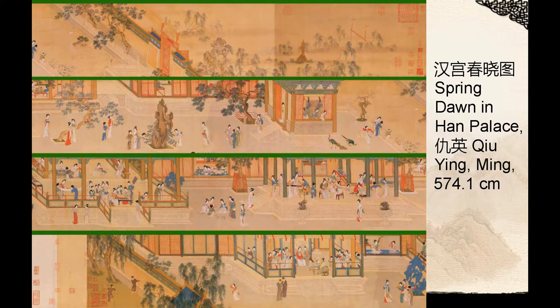Spring Dawn in Han Palace was painted by Qiu Ying of the Ming Dynasty. It is one of the top 10 paintings handed down from ancient China. It was in the format of a hand scroll 574 centimeters long.